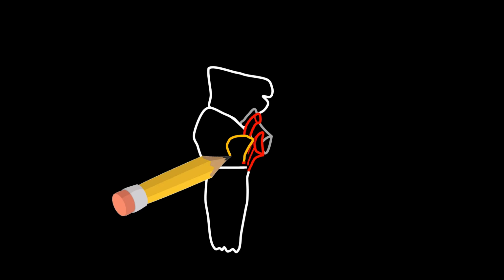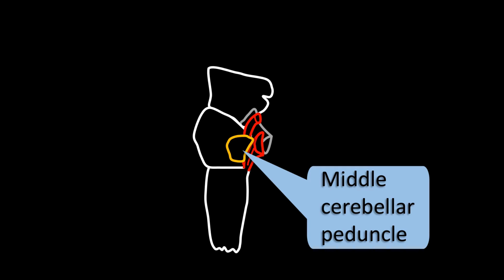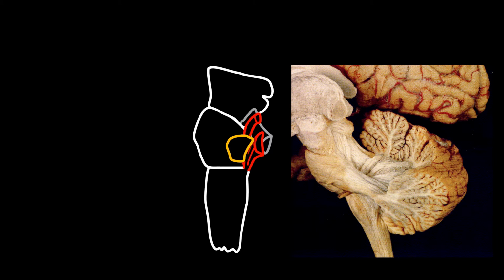Next, we will draw the middle cerebellar peduncle. We start from just about the same place we used to start drawing the lower peduncle. Make a line going up, then anteriorly, then down, closing the structure. This is the middle cerebellar peduncle, nicknamed the brachium pontis. I have now introduced a specimen to compare it with the sketch we have just completed.